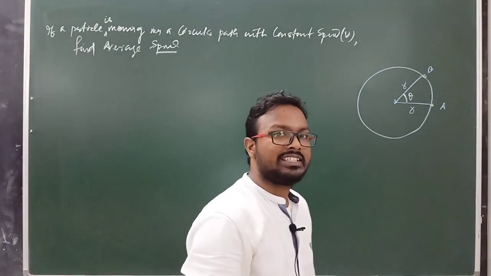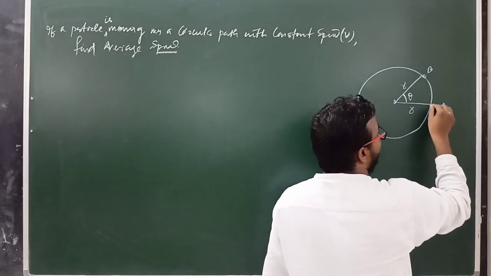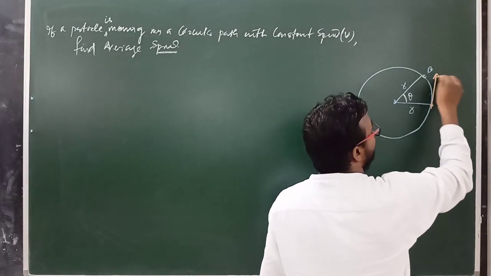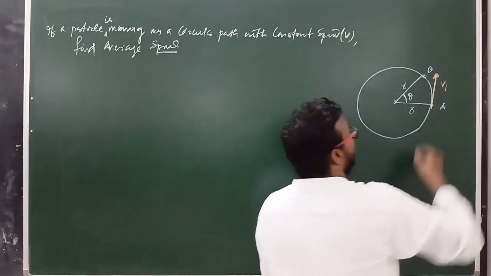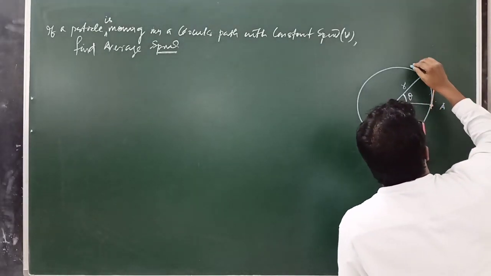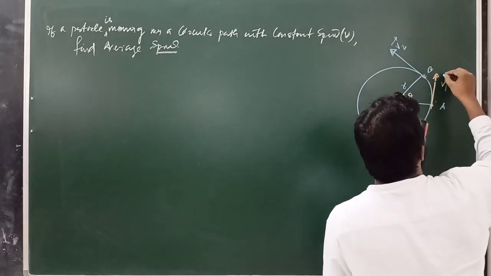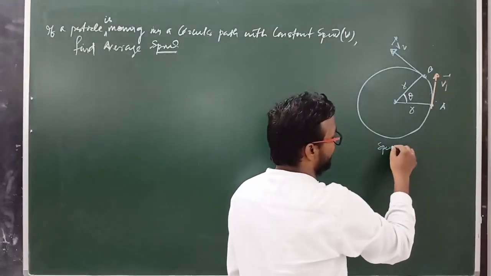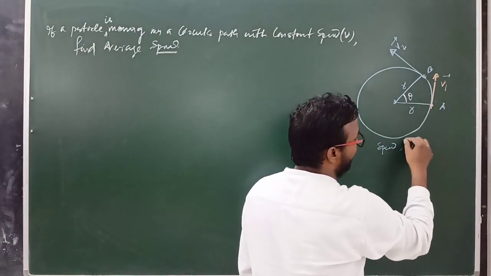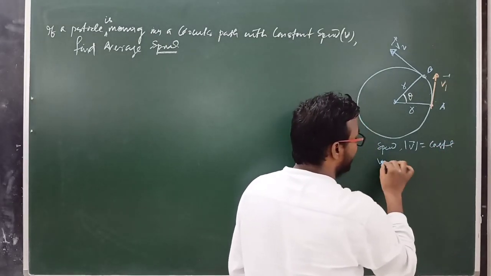Because velocity is a vector quantity, here we have to draw a tangent like this, and this is known as velocity v1 at point A. Similarly at point B, first we have to draw a tangent here. This shows the direction of the v2 vector. Here the speed, meaning the magnitude of velocity, is constant, but the velocity is variable.